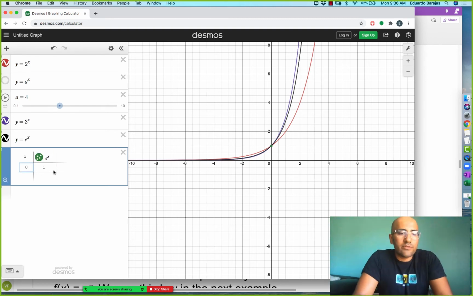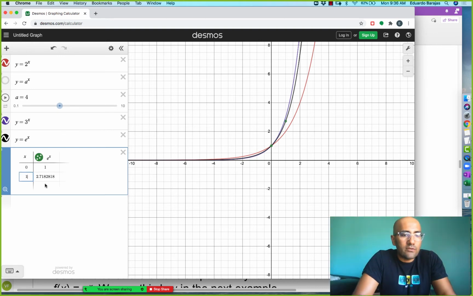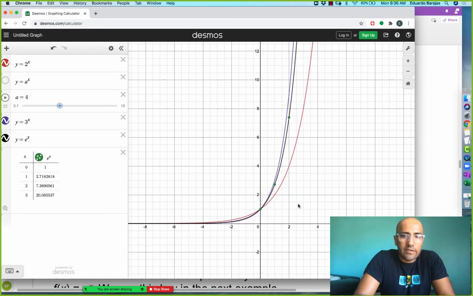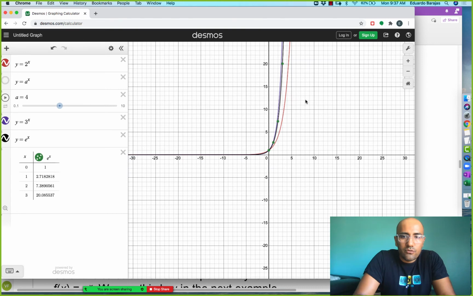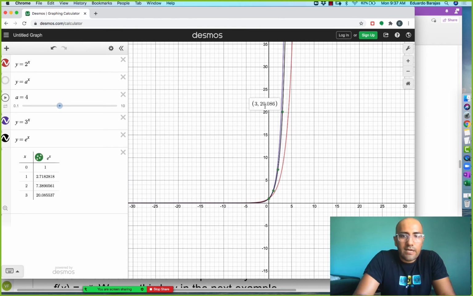Okay, so at 0, you're still going to get 1. And at 1, that would be e to the 1 power, that's just e, 2.718. Good. When we have 2, then we'll have 2.718 squared, which turns out to be 7.38. That's what this little dot right here is. When we let x be 3, it's going to give us all the way out to 20-something. Here it is, (3, 20.086). Here is (2, 7.389). Here is (1, 2.718), and then (0, 1).